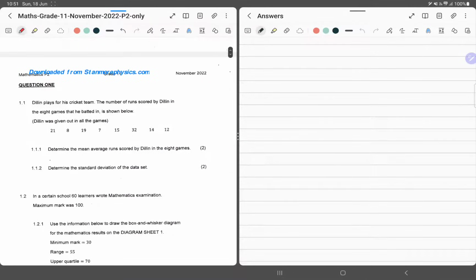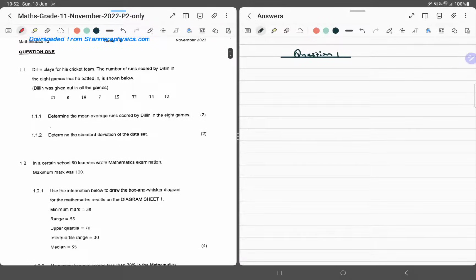So we're dealing with statistics, which is what you will be asked in grade 12. Same way as you will be asked here. And then there will be what we call the least squares regression line in grade 12.